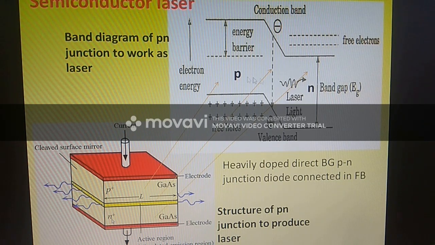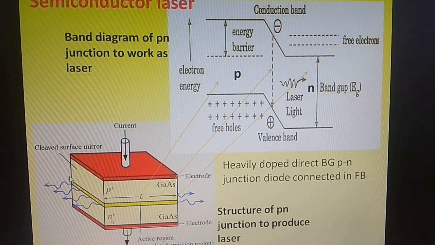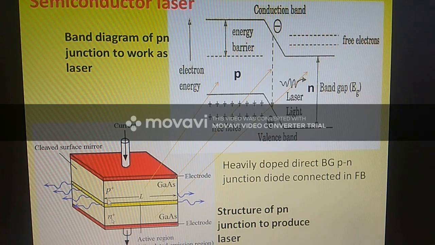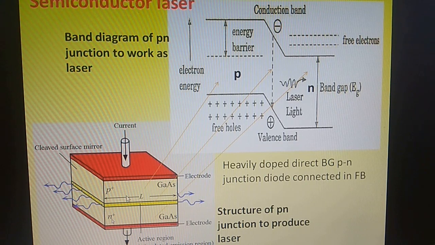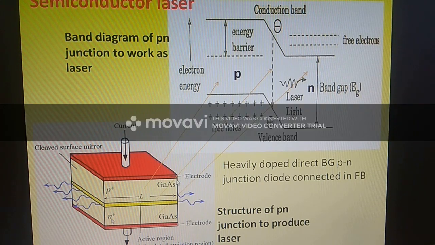When P and N are joined together, sandwiched, we get in between a depletion layer that is called the potential barrier. Why a potential barrier? Because potential builds up at this place as soon as you join the P and N junction. That potential will not allow further recombination without the application of external energy, that is, without the application of forward bias current.